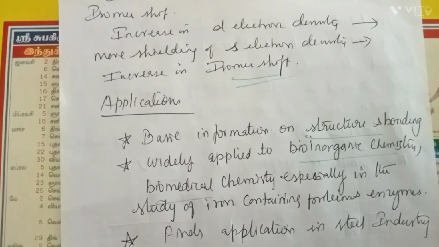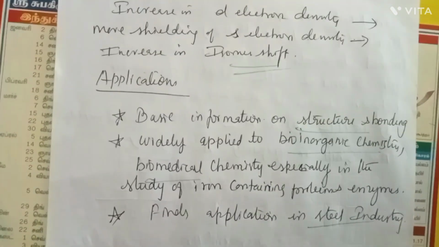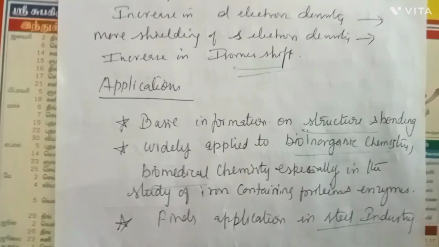So an increase in s electron density decreases isomer shift. An increase in d electron density means more shielding of the s electron density, so isomer shift is increased. This spectroscopy gives structure and bonding information and finds application in bio-inorganic, biomedical and steel industries.